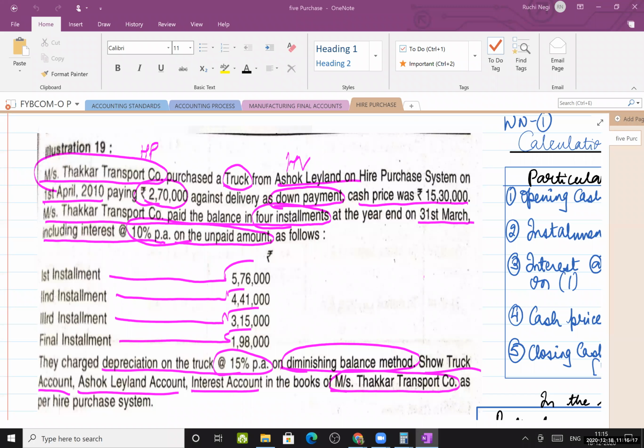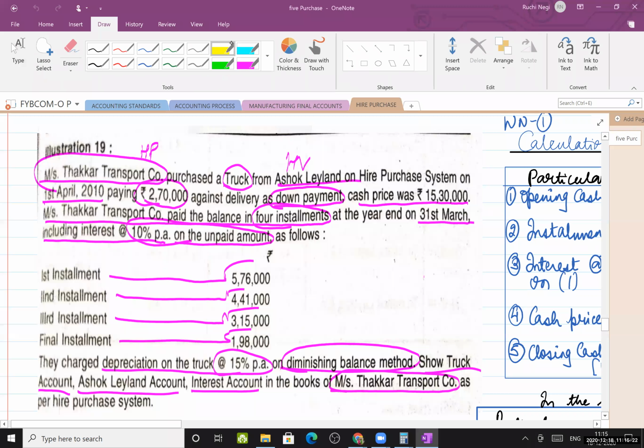Okay, so this is the question. Try and understand the perspective. Mrs. Thakkar Transport Company purchased a truck from Ashok Leyland on hire purchase basis. So obviously with this you will come to know it is a sum from hire purchase. Thakkar is the purchaser, so Thakkar Transport is the hire purchaser, truck is the asset, and Ashok Leyland is the seller. So we call him as a hire vendor.